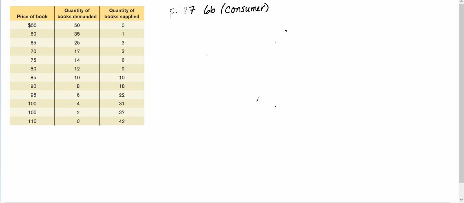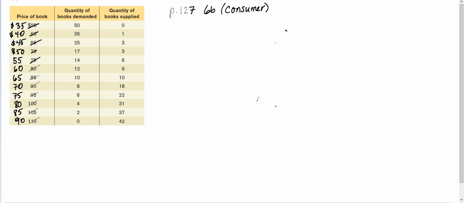So if the willingness to pay for each consumer drops by $20, then I need to come over to the table and redo these prices here. In the first row, I have that 50 individuals were, prior to the drop, willing to pay $55 per book. And so now, if that drops by $20, they are only willing to pay $35. The 35 individuals who were willing to pay $60 are now only willing to pay $40. The 25 individuals willing to pay $65 are now only willing to pay $45, and so on. I've gone ahead and filled out the rest of that information.